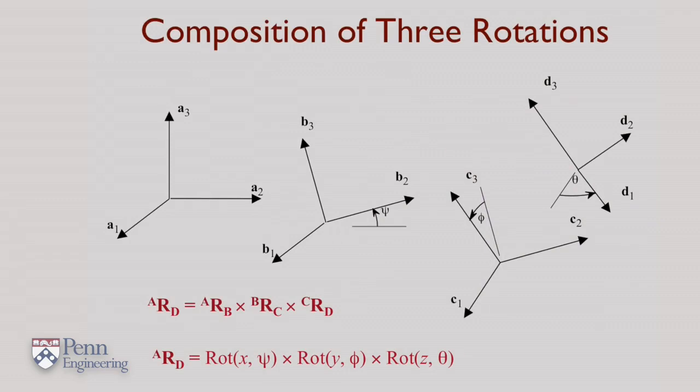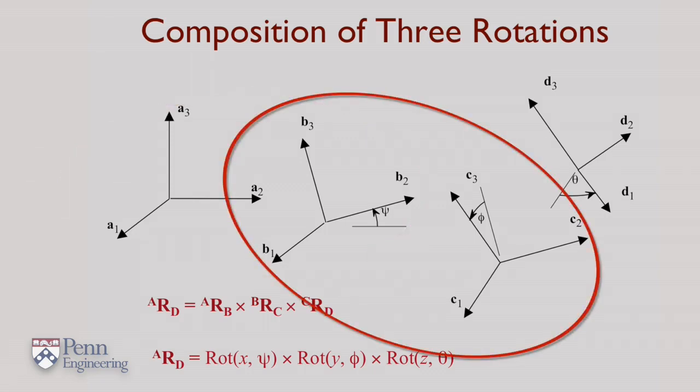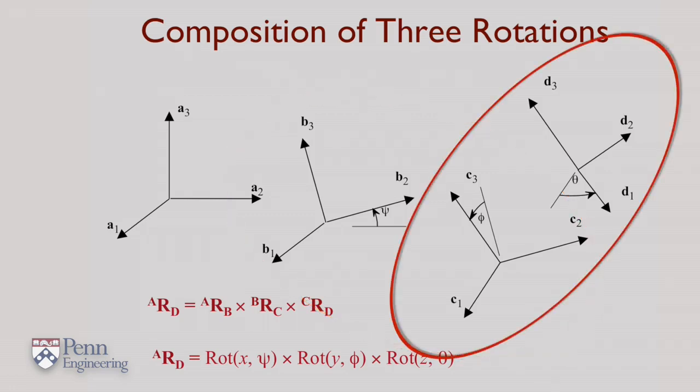Euler showed that three coordinates are necessary to describe a general rotation. And these coordinates are called the Euler angles. To show how Euler angles work, I want you to think about three successive rotations. The first rotation going from frame A to frame B, the second rotation going from B to C, and the third going from C to D.